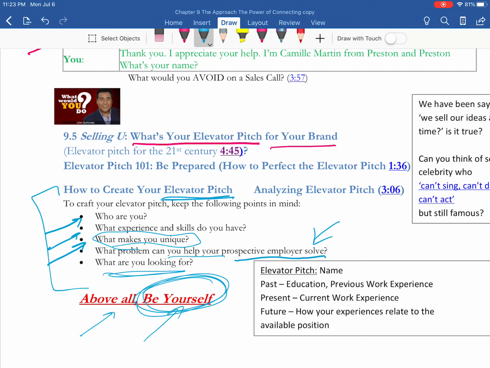Okay. With that, we are completing chapter number 9, the approach, the power of connecting. Okay, so what are we going to do next? We are going to chapter number 10, where we will talk about the presentation. How are you going to make a presentation?